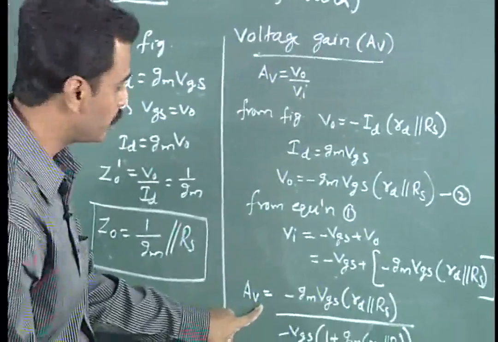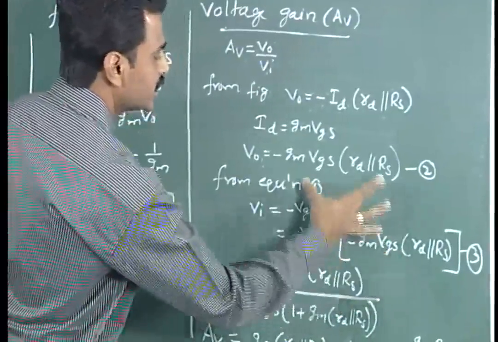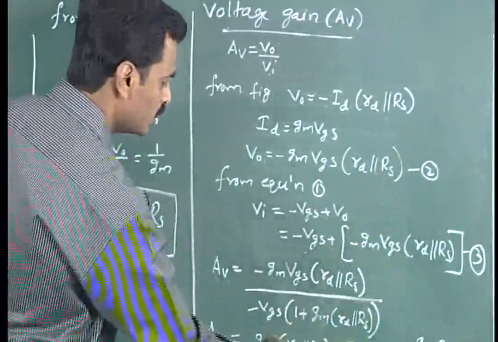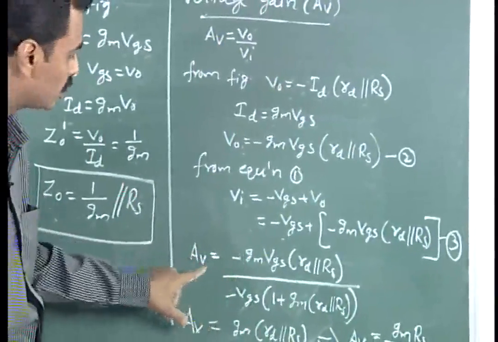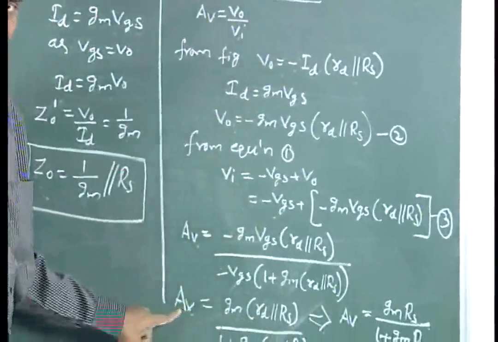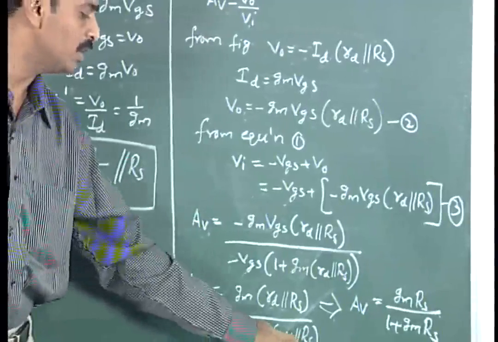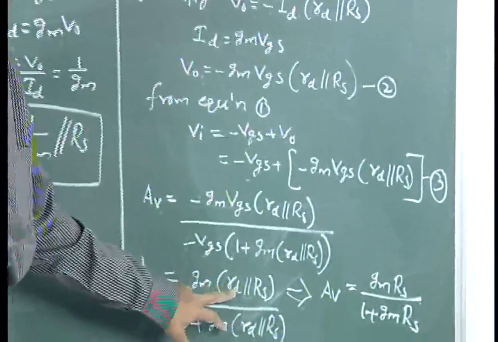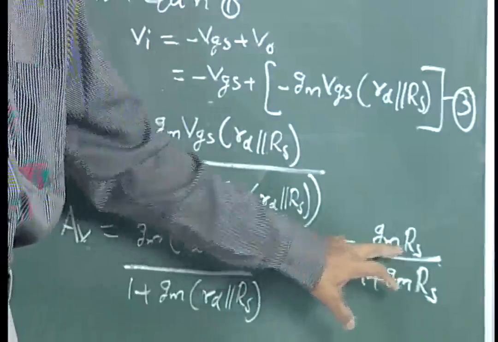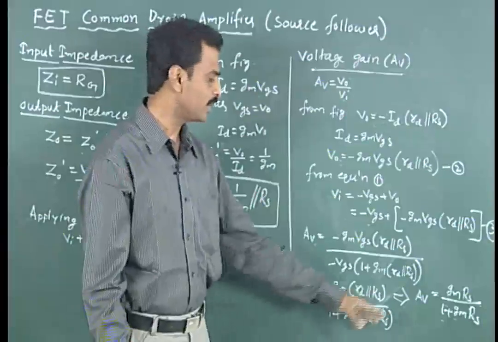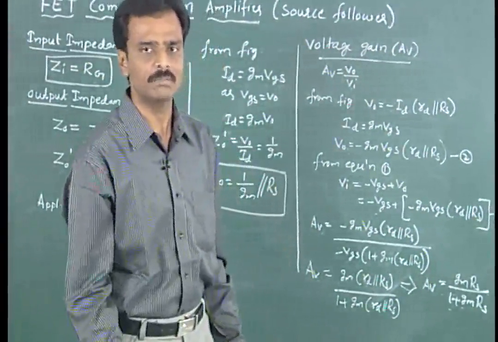Now Av, the voltage gain, is the ratio of V0 by Vi. As Vgs can be cancelled out, the negative can be cancelled out, then the leftover terms have been written here: the voltage gain will be equal to gm times RD parallel with RS, divided by 1 plus gm times RD parallel with RS. Now if RD is very much greater than RS, this term will be neglected, and the voltage gain will have only the terms gm RS by 1 plus gm RS. So this is the final expression. This is how we can calculate the three parameters of the common drain amplifier.